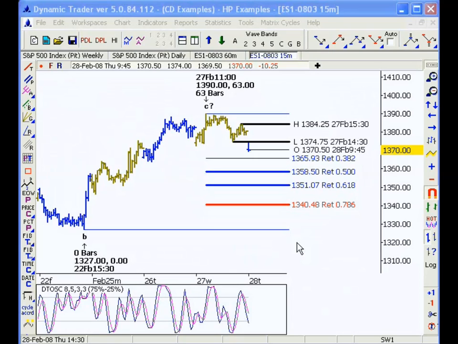So we're short this trade. Let's go back to the 60-minute data and see how we'd manage the trade, because we want to have our trade management plan in place now.